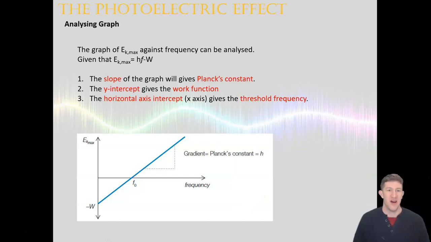When we analyze the graph of this EK max against frequency, and given that EK max is hf minus W, the slope gives us Planck's constant, the y-intercept gives us the work function, and the horizontal axis intercept gives us the threshold frequency. Just as we saw before in the earlier video, I explained that this is a linear formula, so we expected that. Now that we know that, we can use that experimentally to calculate this using that stopping voltage.